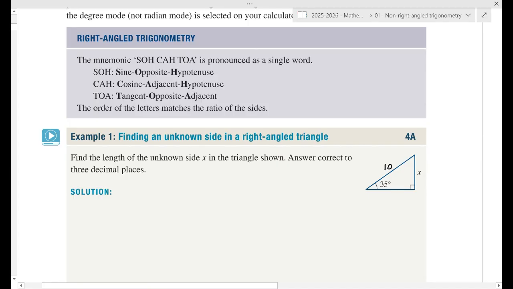So still going to use the four-step process or five-step process that I talk about all the time. Draw a diagram if you need to and label it. Then write down the formula, write down what you know, substitute in, solve. So let's have a look.